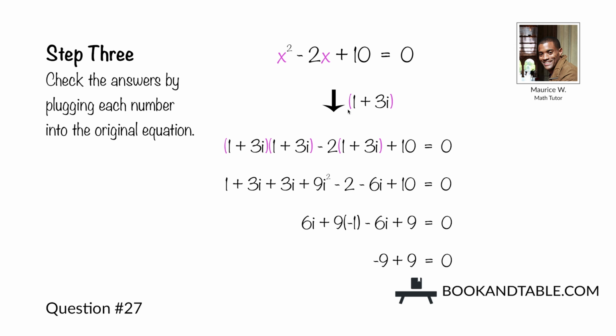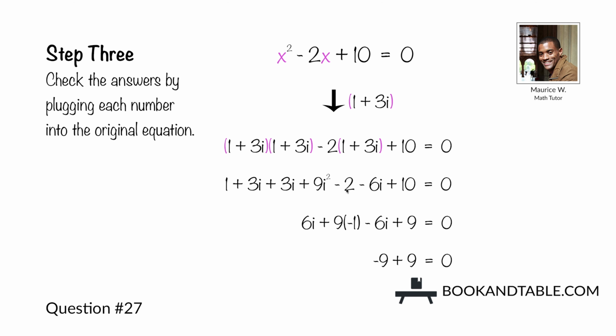And now we'll test 1 plus 3i, and we'll plug it in for x here and here. We'll use the FOIL method to expand our x squared, giving us 1 times 1, which is 1. 1 times 3i is 3i. 3i times 1 is 3i. And 3i times 3i is 9i squared.